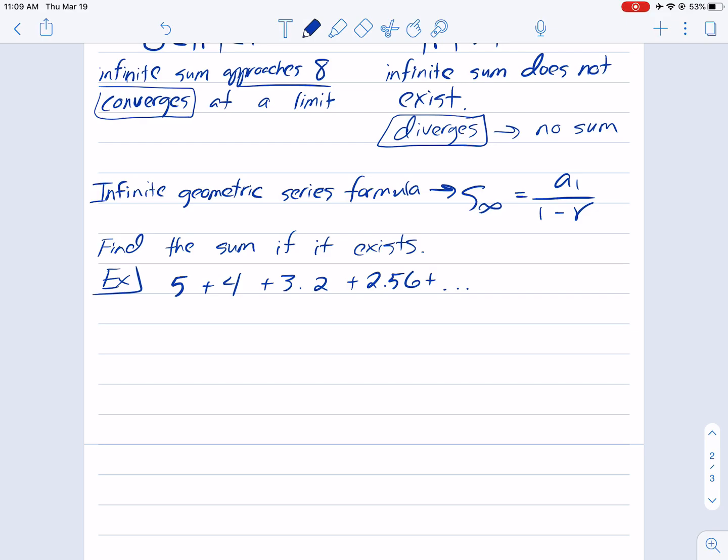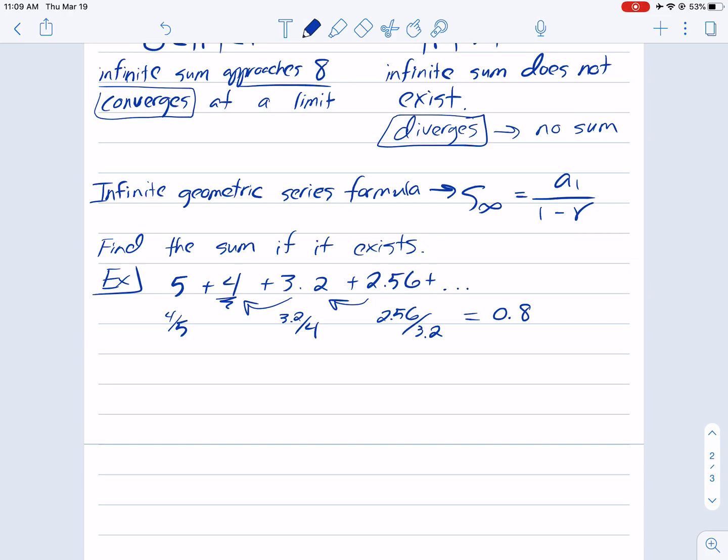First thing we should do is just check and make sure two things. Make sure it's geometric and make sure that the common ratio is less than 1 so we could find that sum. Remember, our way to check to see if we have a common ratio is pick any term and divide by the previous term. So 4/5. Same with 3.2 over 4 or 2.56 over 3.2. They were all going to get you a ratio of 0.8 or just 4/5, same thing.